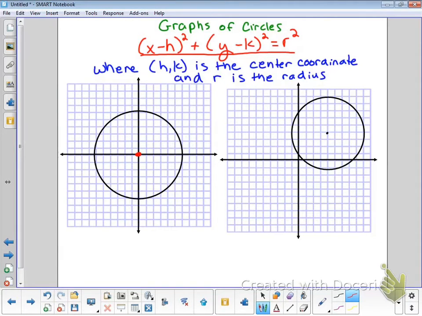For this video, we're going to be looking at the graphs of circles. So earlier this year, we've done the graphs of quadratic functions, and last year you did the graphs of certain quadrilaterals like squares and parallelograms and proving that they were squares and parallelograms, and this time it's time to talk about the graphs of circles.